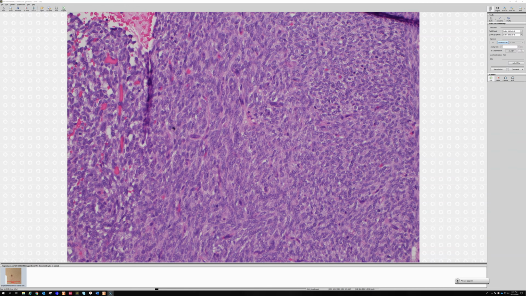spindle cells. They're not real thin and long. They're kind of fat and plump and rounded, and they're real closely packed together. So it's very cellular, which gives it a very blue-purple appearance usually. And see, looking close, there's no pleomorphism here because these are translocation sarcomas, right? And usually translocation sarcomas don't have pleomorphism most of the time.